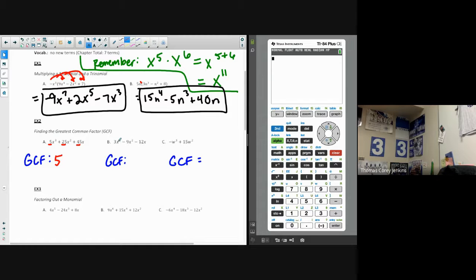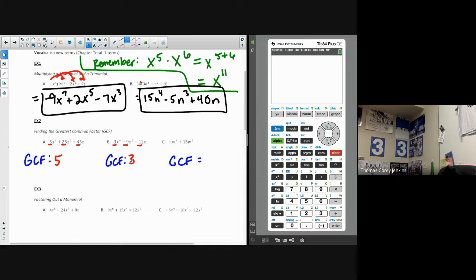All right, we'll do something similar here. You've got 3, minus 9, and minus 12. So what goes into all those? That would be 3. Now, if some terms are positive and some are negative, you want to take the sign of the lead coefficient. So we want to take a positive 3.